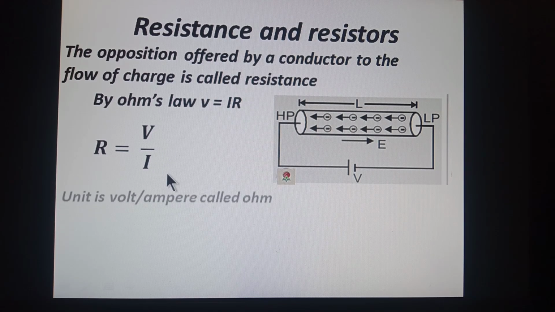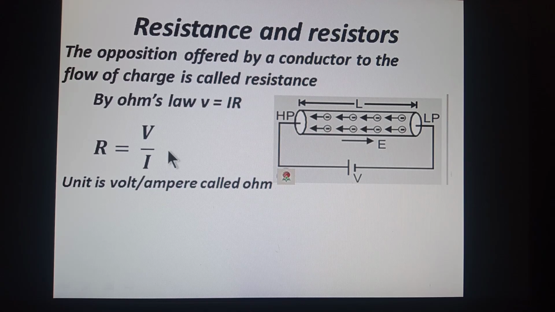The unit of resistance is volt per ampere called ohm. Ohm is the unit of resistance, and this is the symbol for ohm. 1 ohm is equal to 1 volt divided by 1 ampere. It means if we apply 1 volt potential difference across a conductor and a current of 1 ampere flows through it, then its resistance will be 1 ohm.